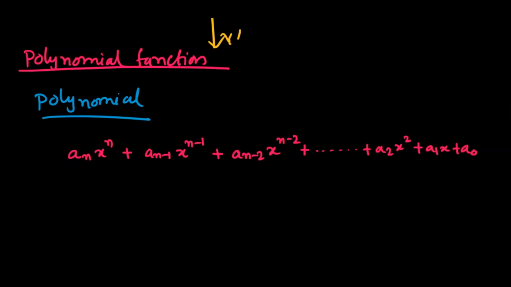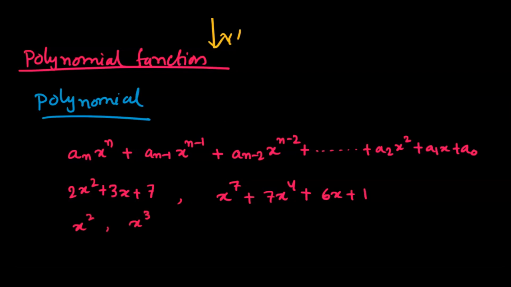If I give an example of a polynomial, 2x^2 + 3x + 7, this is a polynomial. Another example can be x^7 + 7x^4 + 6x + 1. This is also an example of a polynomial. Again, x^2, x^3, 6x^4, they are all polynomials.